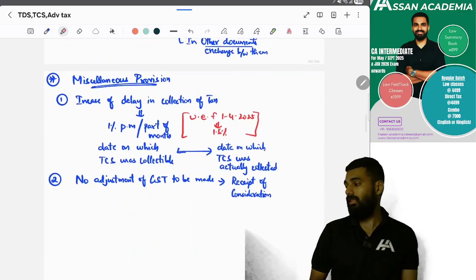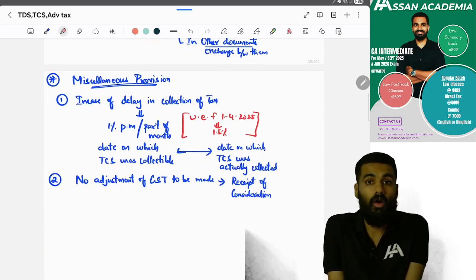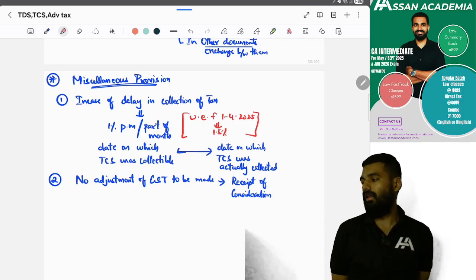In case of delay in collecting tax, 1% per month or part of the month will apply, but with effect from 1st April 2025, it will be 1.5%.